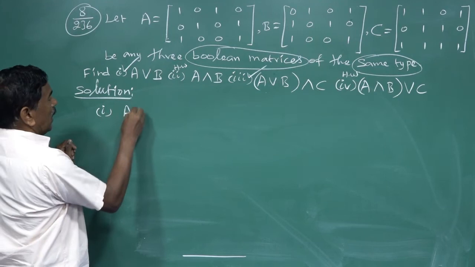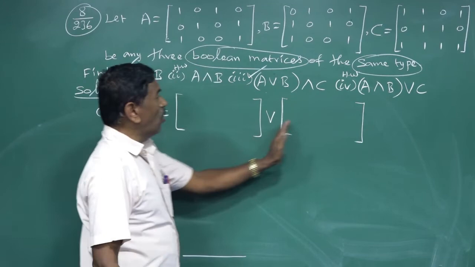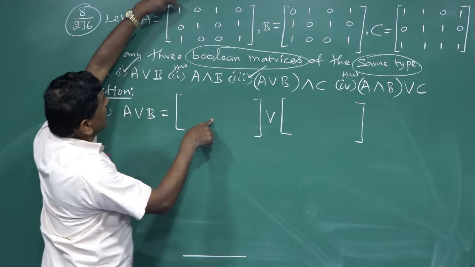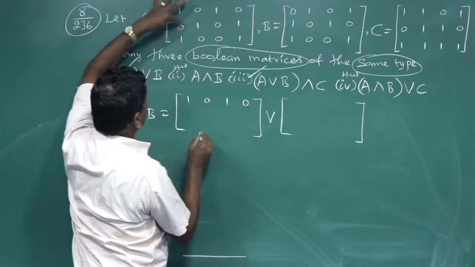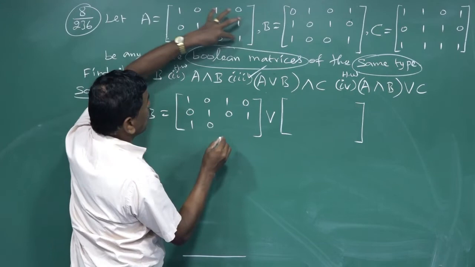Okay, A or B, which is equal to A matrix, middle relation is or, B matrix. Now, see, first one is A. First matrix is A. What is A? Listen, 1, 0, 1, 0, 1, 0. Okay, here, 0, 1, next, 0, 1, next one. What is third row? 1, 0, 1, 0, 0, 1.